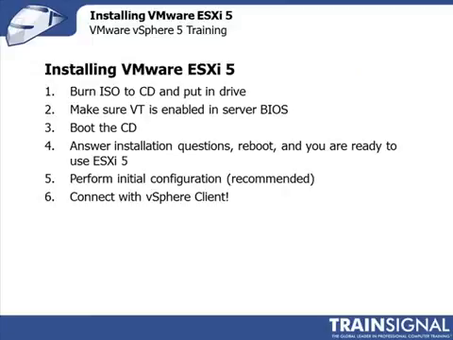Here are the 6 steps that you'll follow to install ESXi server onto a physical host. Of course, like I said, number 1 is you'll burn that ISO image to a CD and you'll put it in the CD drive of your physical server.